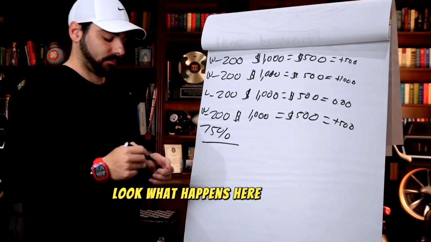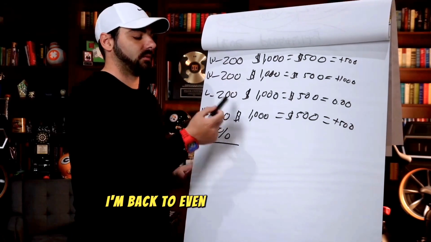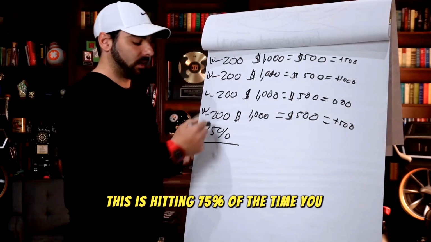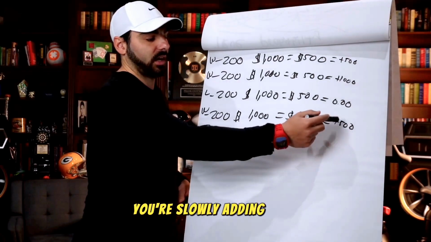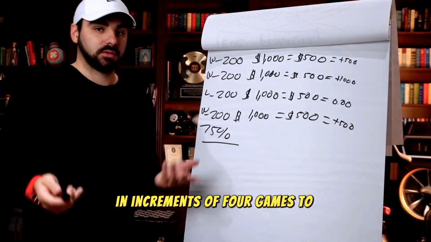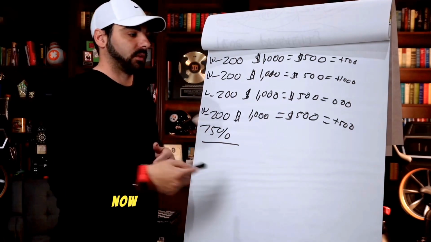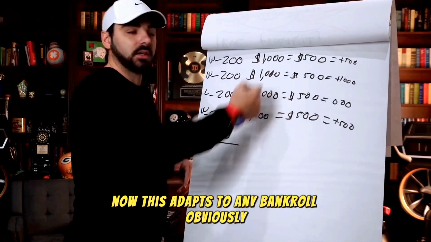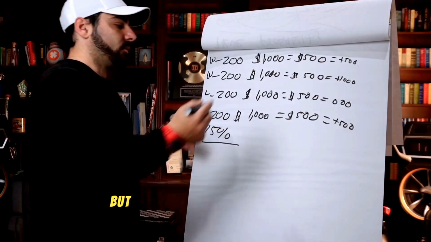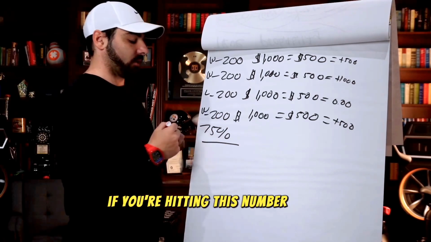Look what happens here. You won, you lost. Oh man, that sucks, I'm back to even. But then I won the next one, and now I'm up 500 bucks. This is hitting 75% of the time. You do this long term, you're slowly adding $500 in increments of 4 games to your bankroll. So you're slowly winning and building up. Now this adapts to any bankroll, obviously. If you have 100 bucks, that's $50. But you're slowly adding to your bankroll if you're hitting this number long term.